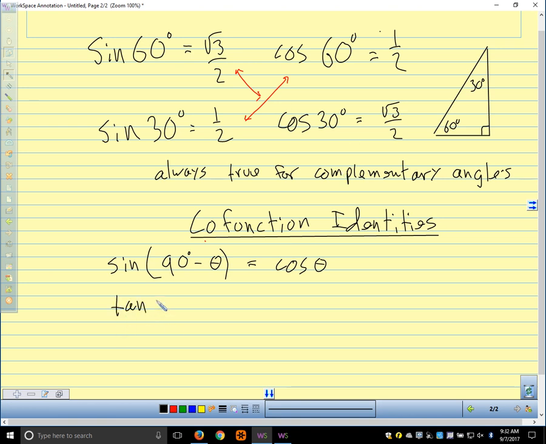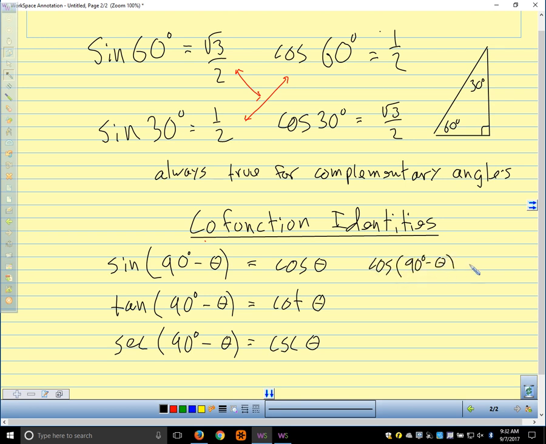That's true for the tangent also. Tangent of 90 degrees minus theta is the cotangent of theta. The secant of 90 degrees minus theta is the cosecant of theta. And it also works going the other direction. Cosine of 90 degrees minus theta is the sine of theta. Those are complementary angles.